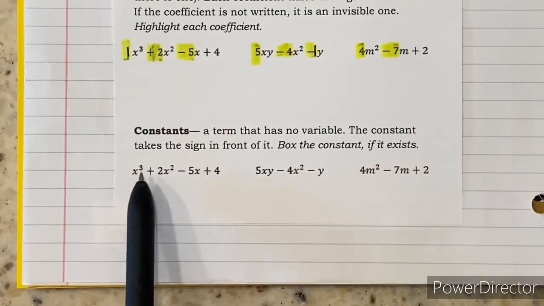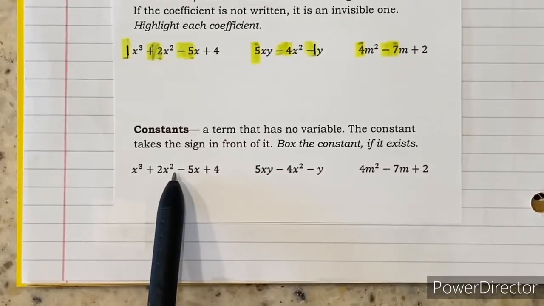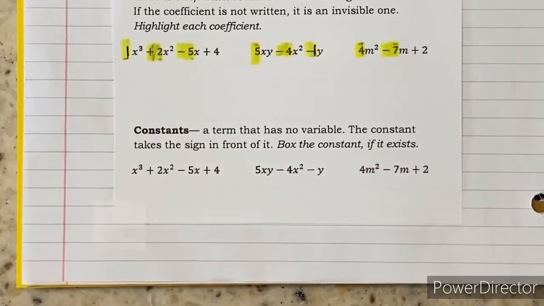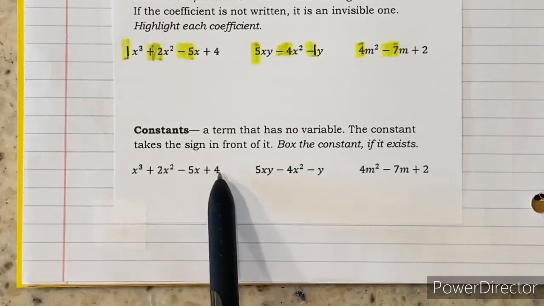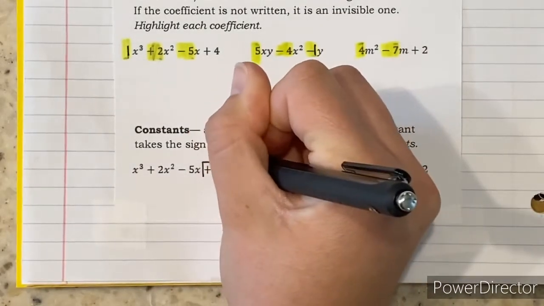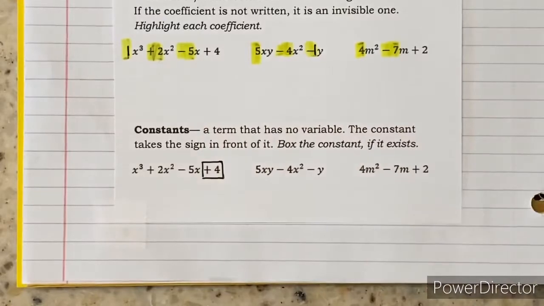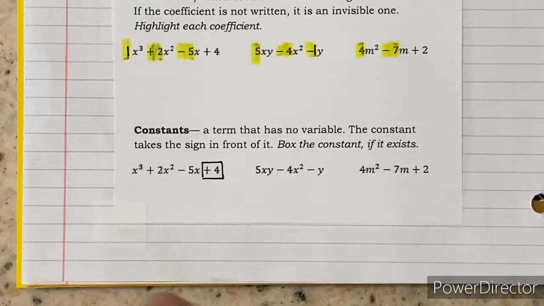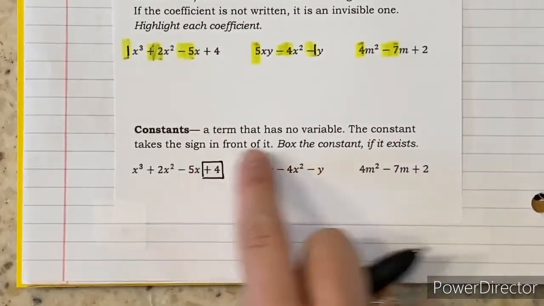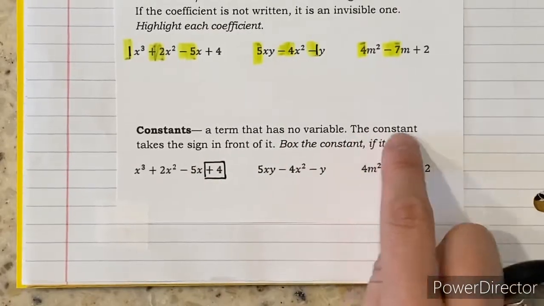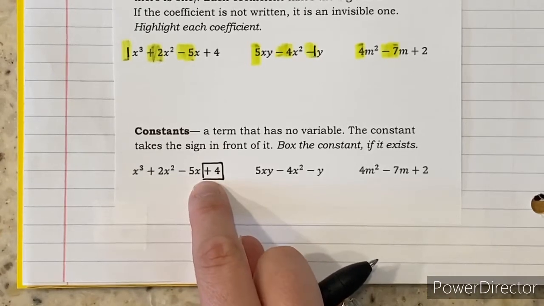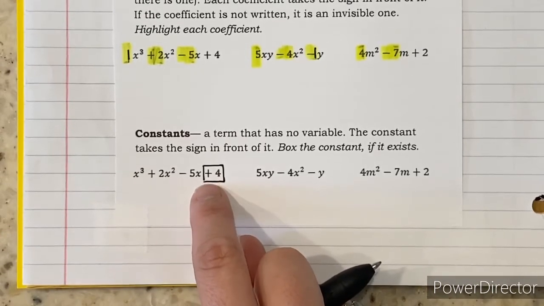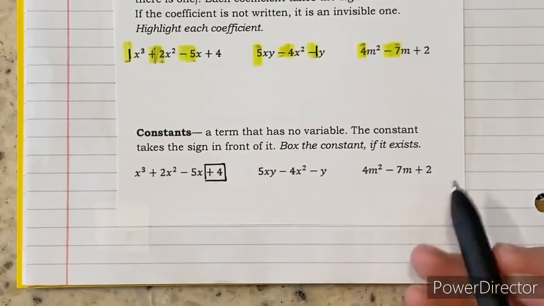So this first one, we have x cubed plus 2x squared minus 5x plus 4. So we're looking for a number that does not have a variable. So all of those have variables, and here we go. There's our constant. Notice that it's just a number by itself. There's nothing with it. And the second statement in there, it says the constant takes the sign in front of it. So we have to make sure that we box whatever sign, whether it's positive or negative, that's in front of that number.